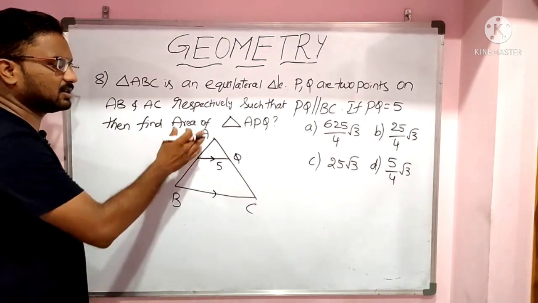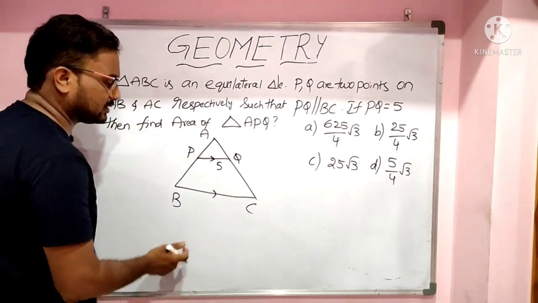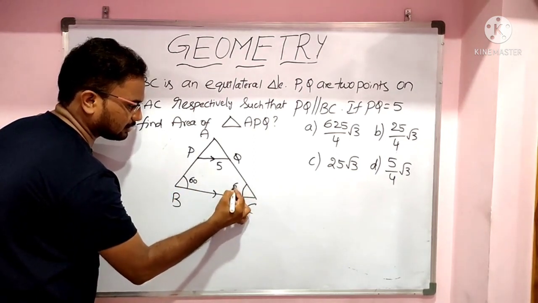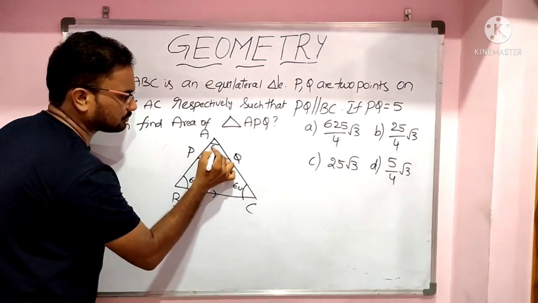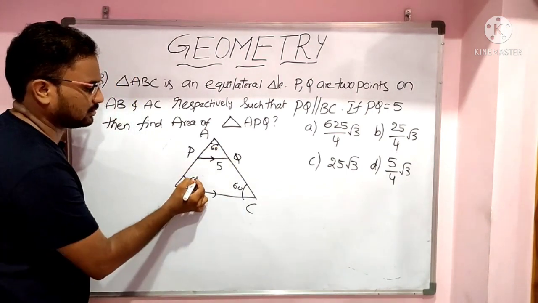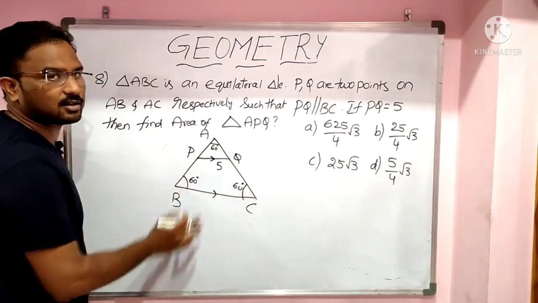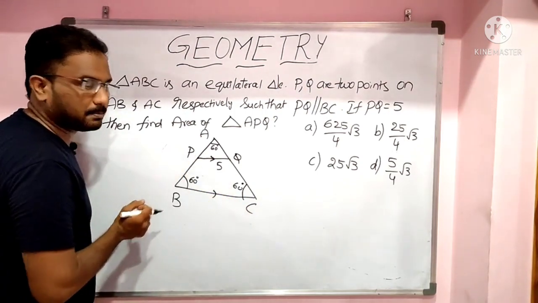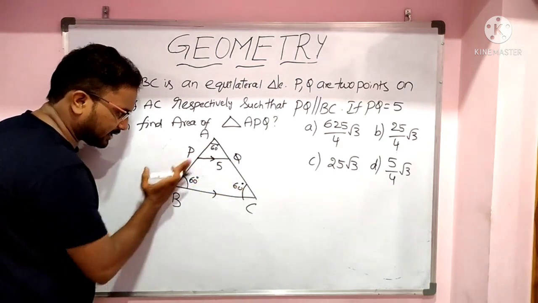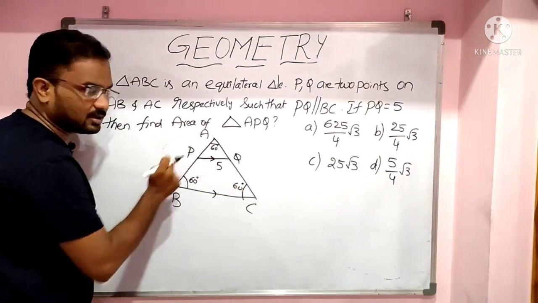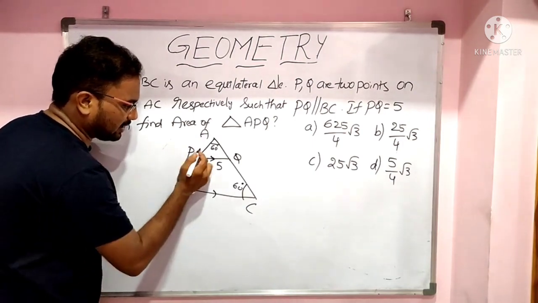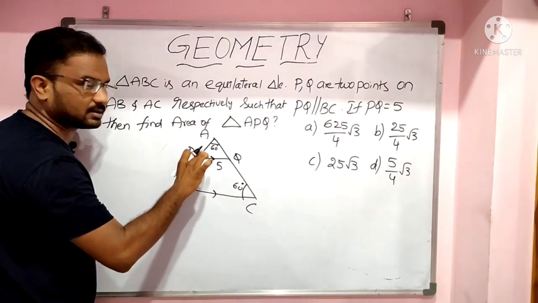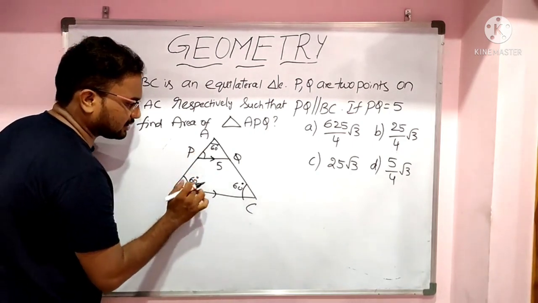Here, triangle ABC is an equilateral triangle, so each angle is 60 degrees. So this is 60, this will be 60, and this will be 60, because ABC is an equilateral triangle. Here PQ and BC both are parallel, so AB is the transversal. So this angle and this angle both are equal because these two are corresponding angles. So if this is 60, this will be 60.